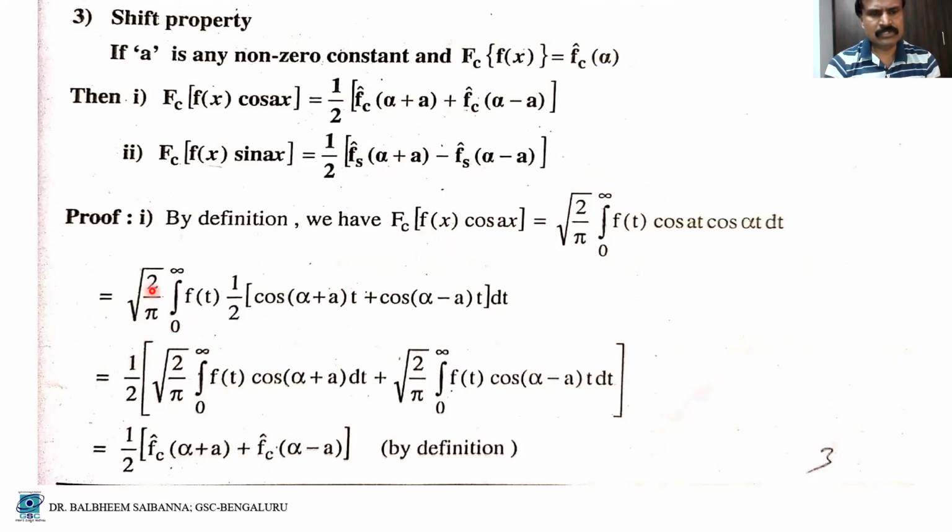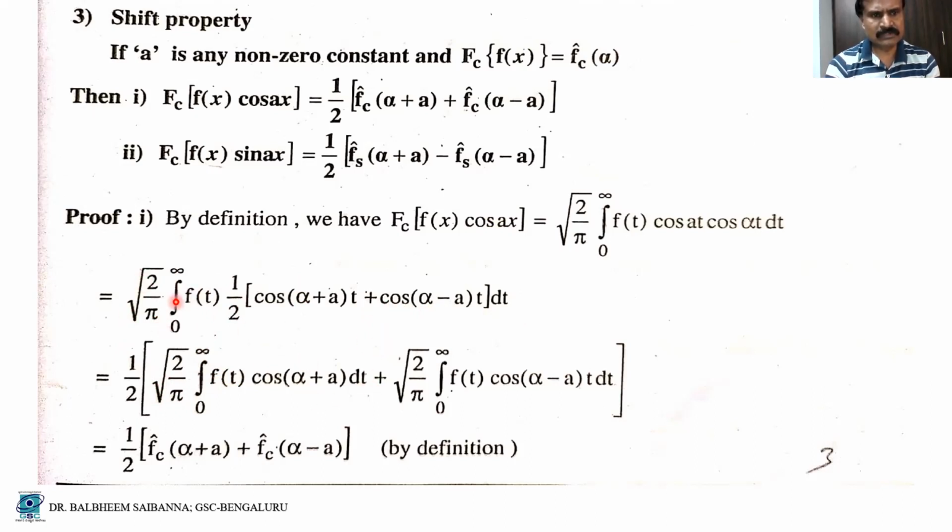Then square root of 2 by pi as it is, integral 0 to infinity f(t) as it is, and by the cos A cos B formula, it is cos at cos alpha t. Use cos A cos B is equal to 1 by 2 (cos (A plus B) plus cos (A minus B)). Then in this simplification we write 1 by 2 (cos (alpha plus a) t plus cos (alpha minus a) t) dt. Then 1 by 2 is constant, take it outside the integral. Then square root of 2 by pi integral 0 to infinity f(t) cos (alpha plus a) t dt.